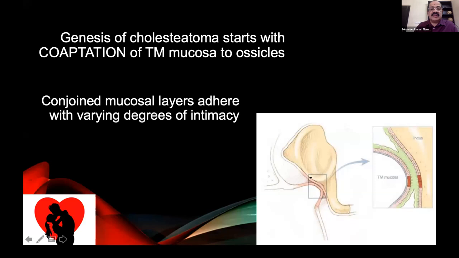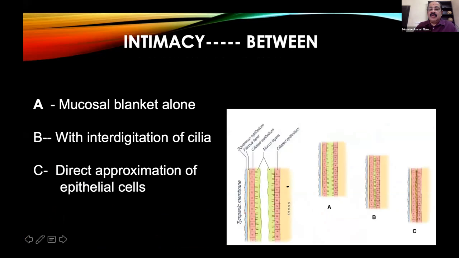And this becomes adherent, or there will be an intimacy between the mucosa of the tympanic membrane and the mucous membrane over the incus. So this approximation can be either the mucus blanket alone, or sometimes what happens is ciliary interdigitation, or sometimes the epithelial cells again approximate.